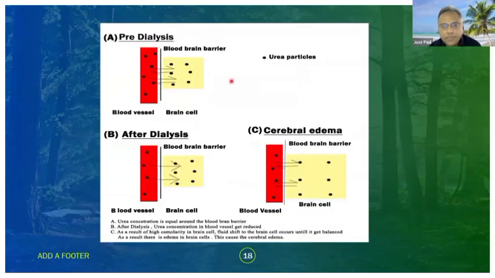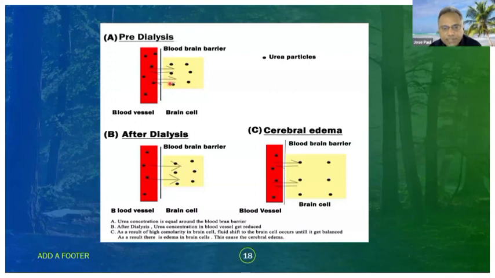Now we'll come to a bit about the dialysis disequilibrium syndrome. As I mentioned in the case, this particular lady's blood urea level was 340. Here these are urea particles, this is the blood, and this is a brain cell. This is a membrane barrier known as the blood-brain barrier. The initial urea level was 340, so 340 milligrams of urea is found in the blood here. The same amount of urea will be found in the brain cell also.